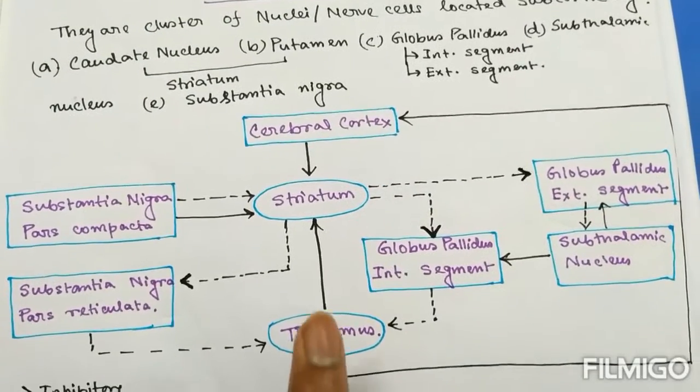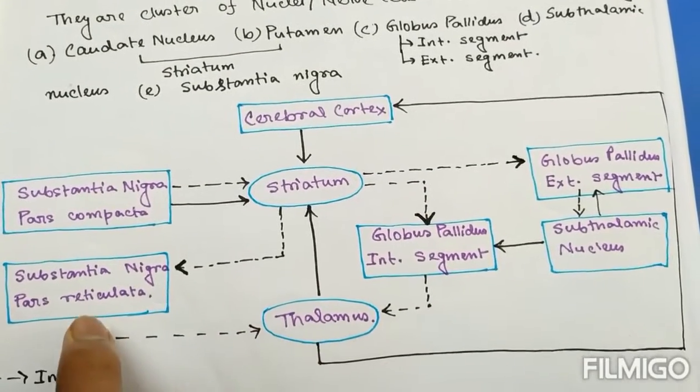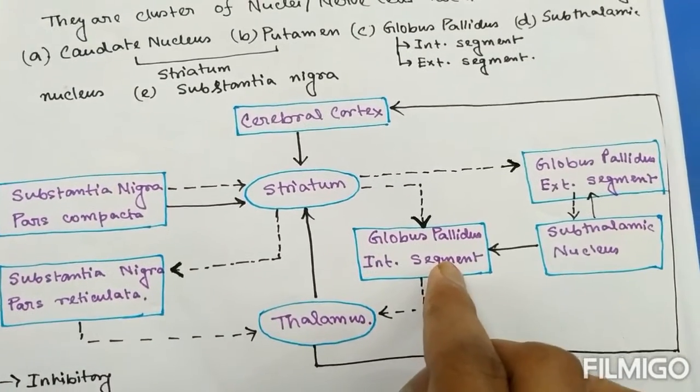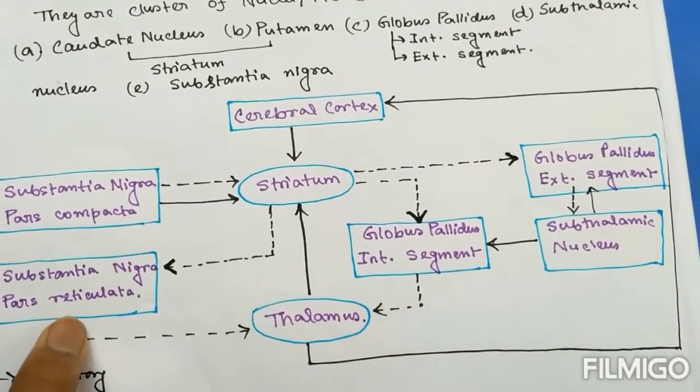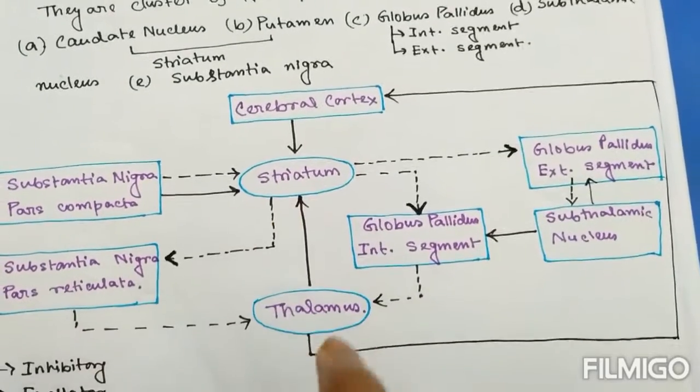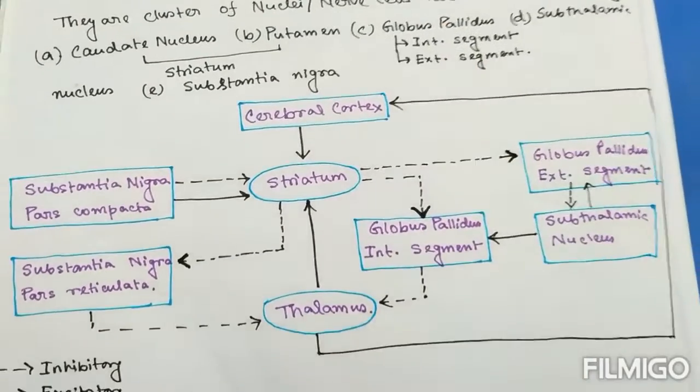And the thalamus has 2 inhibitory inputs, from the internal segment of globus pallidus and pars reticulata, and it has 2 efferents, one to the striatum and one to the cerebral cortex.